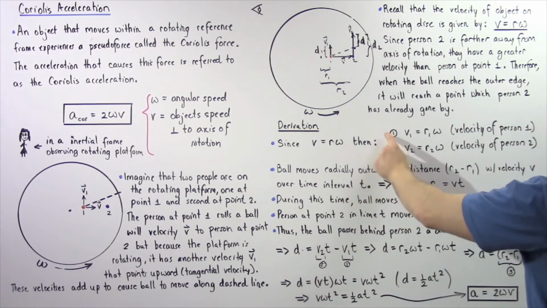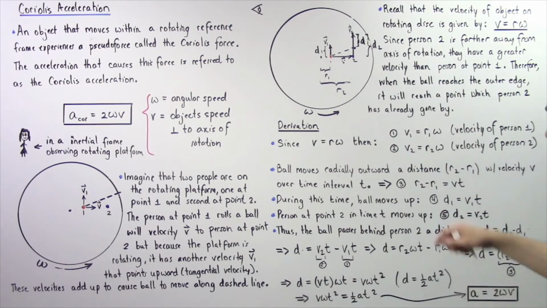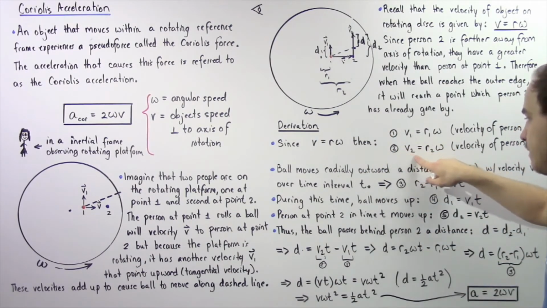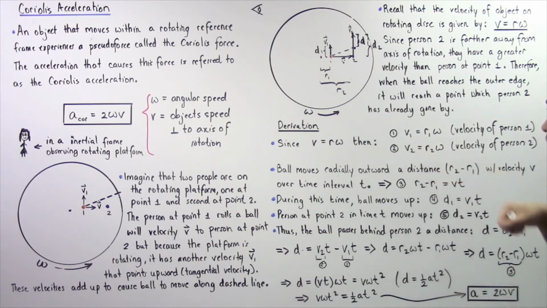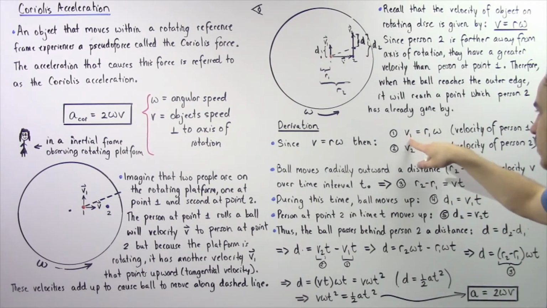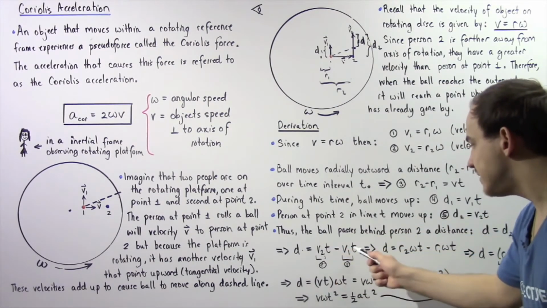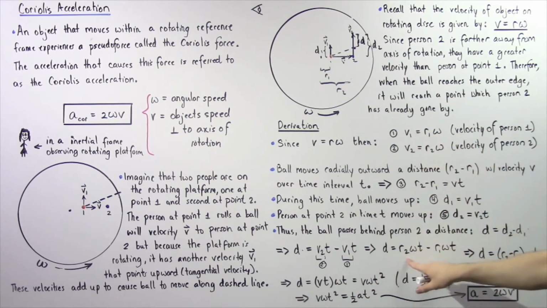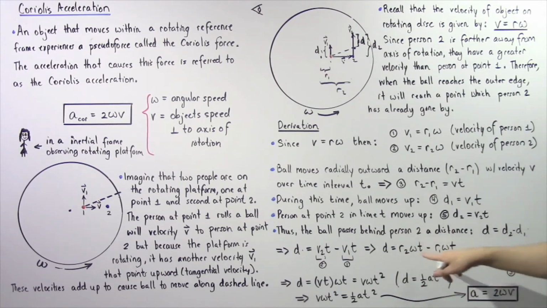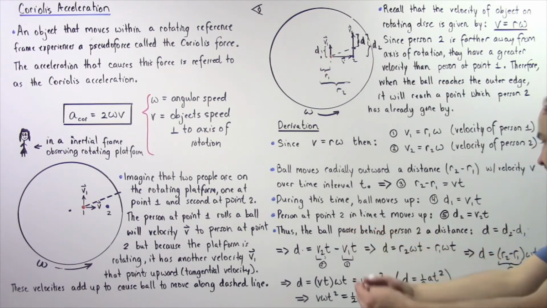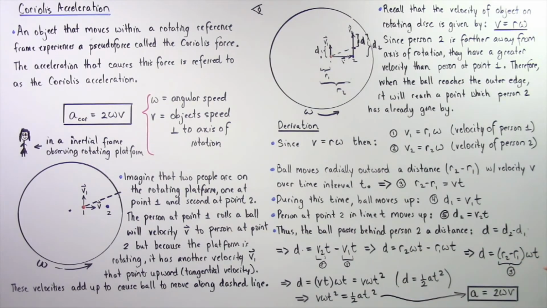Now let's go back to equation 1 and equation 2. Equation 2 gives us v2 is equal to r2 multiplied by omega, and v1 is equal to r1 multiplied by omega. So we replace these two quantities with these equations as shown. Notice each term has an omega and a t, so we can take those terms out and we get this equation. So d is equal to r2 minus r1 multiplied by omega times t.